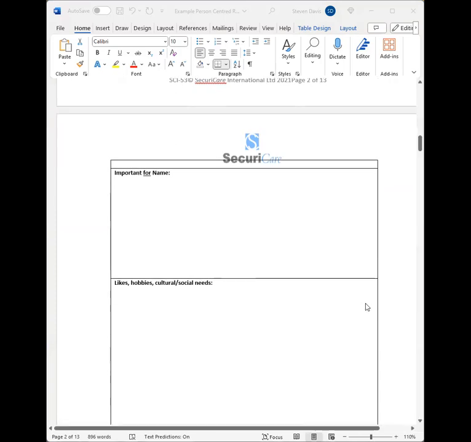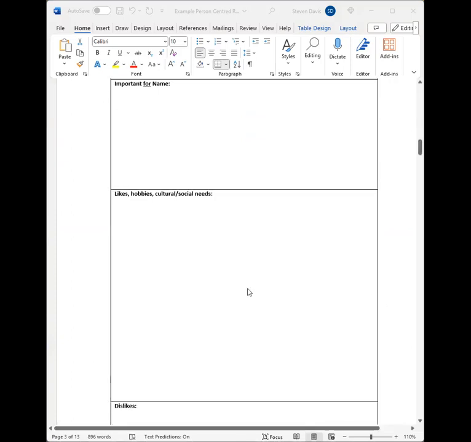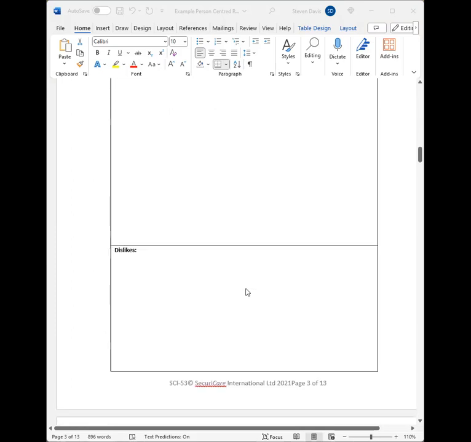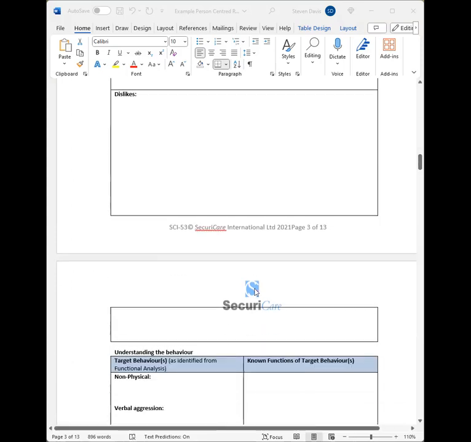Furthermore, it's useful to know other things around their hobbies, cultural, or social needs. So, again, if what's important to them doesn't work, we can then look at their likes. Now, of course, it's important to know what their dislikes are, because if we dislike something, that in itself could become a slow or a fast trigger. And equally, it's things to avoid when in an escalated situation. So if I know saying the colour red causes you to flare up, then I would put that down as a dislike to inform other people to try and avoid that.